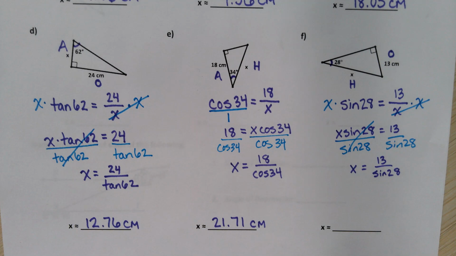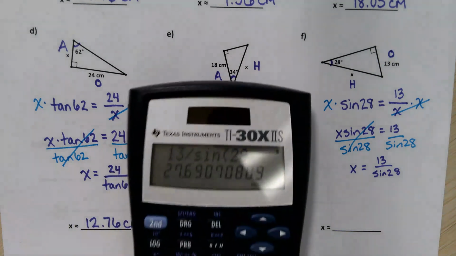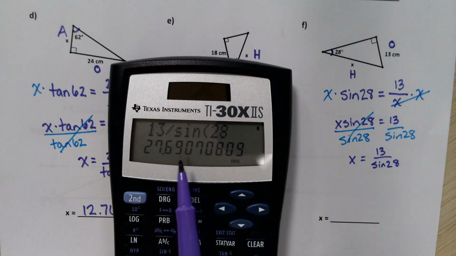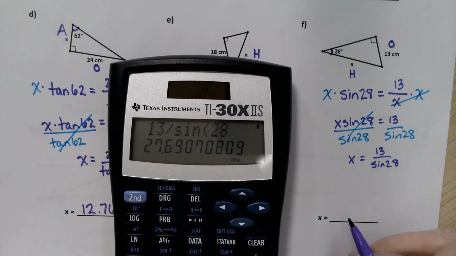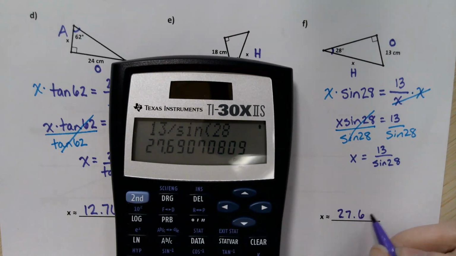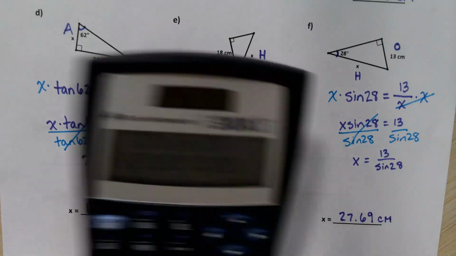13 divided by sine of 28. Type it all in carefully. And then always looking at that third digit, it's a 0, so that means no rounding up. 27.69 centimeters for our rounded answer for x.